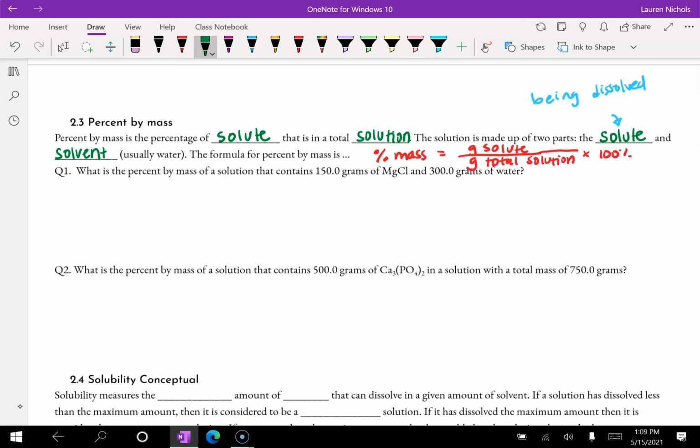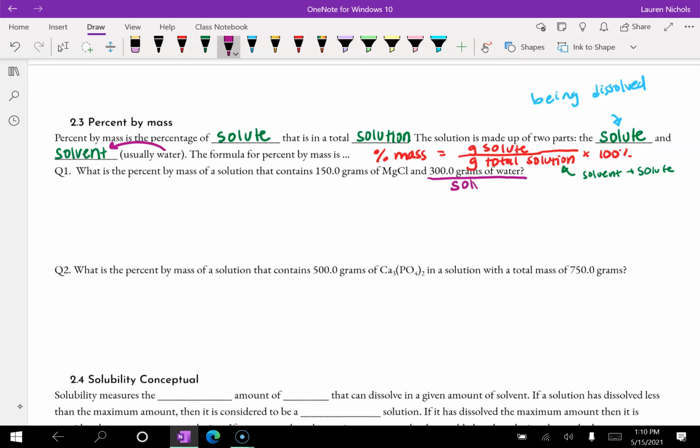Now, one thing to keep in mind is that your solution is your solvent plus your solute. So if it's not already added together, you'll need to do so. And don't forget, percent signs never go in your calculator. So let's look at the first question. It says, what is the percent by mass of a solution that contains 150 grams of magnesium chloride and 300 grams of water? So when we look at this, we see that here they're telling us we have grams of water. Remember, water is usually our solvent.